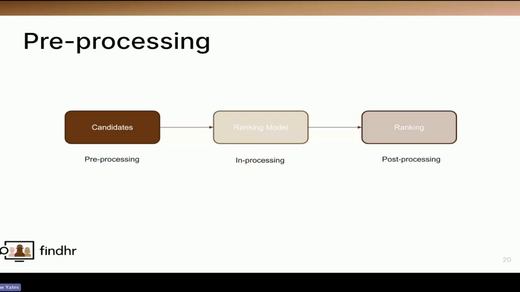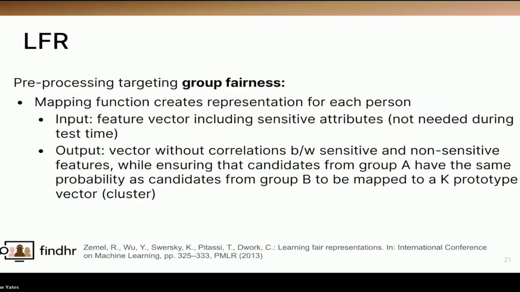So let's talk about pre-processing methods in a little bit more detail now. Again, these are methods that operate on the input data to a ranking model. And because they're operating on the input, not on the output, while they can attempt to encourage fair outcomes, there's no way to guarantee this. The first pre-processing method we'll talk about is LFR, for learning fair representations. This is a seminal paper in this field.